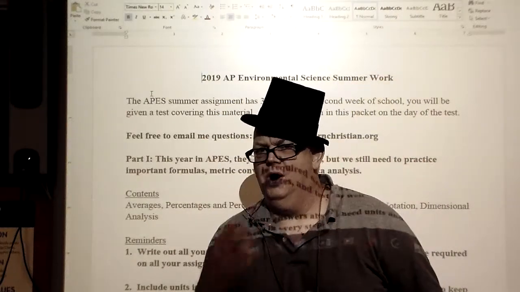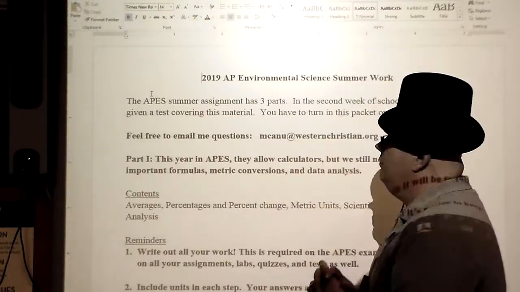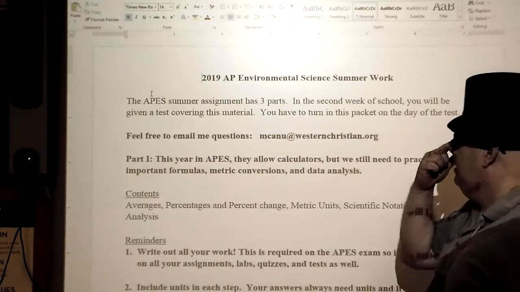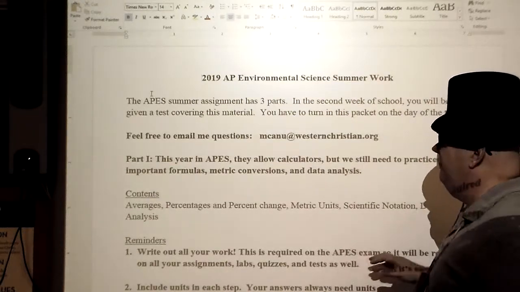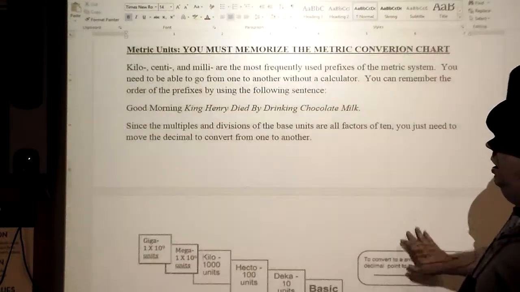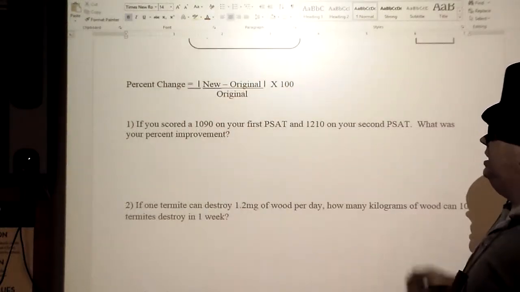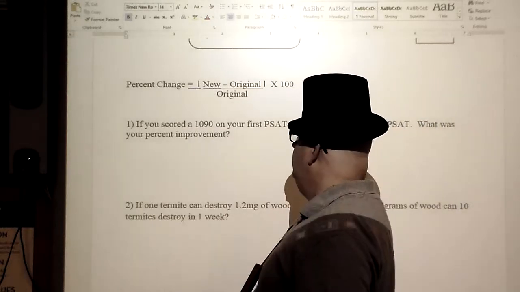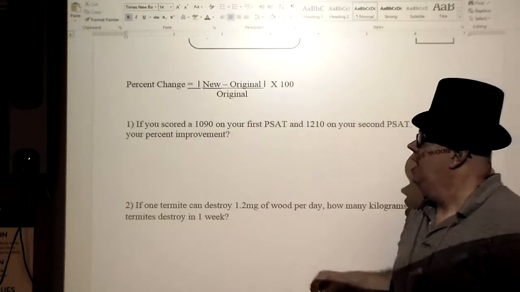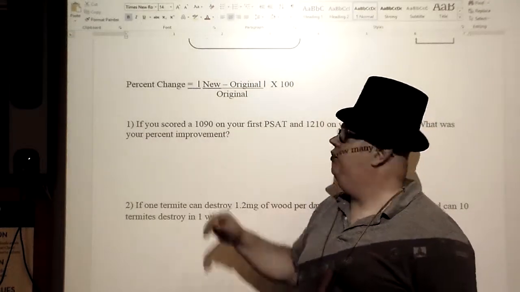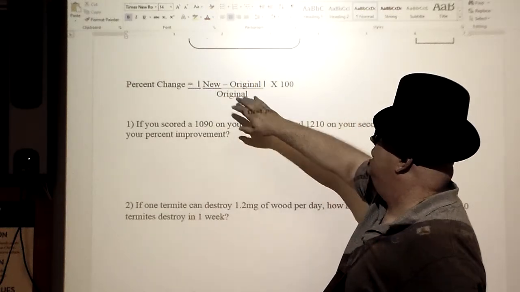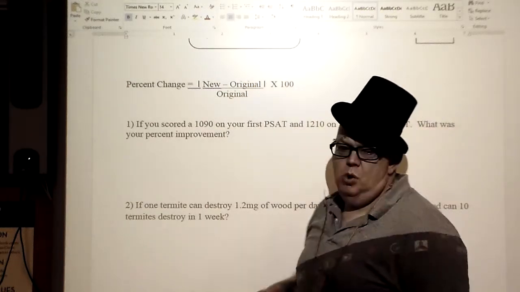Okay, let's go over some parts of the summer work here. I want to work out a few of the problems to help people understand what is needed here. One of the things we look at is percent change. And the formula, which you're going to have to know, is the new minus the original, take the absolute value, divided by the original, times 100.